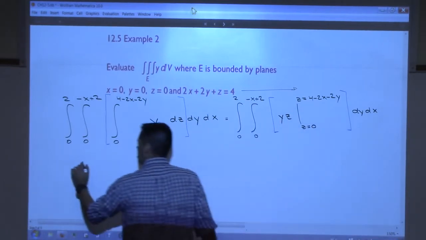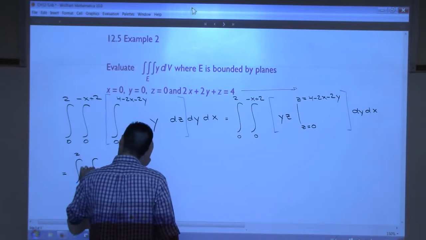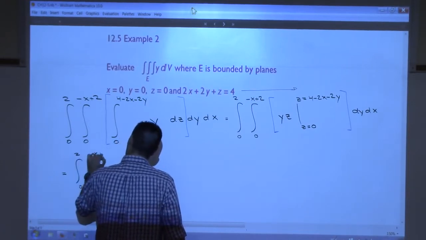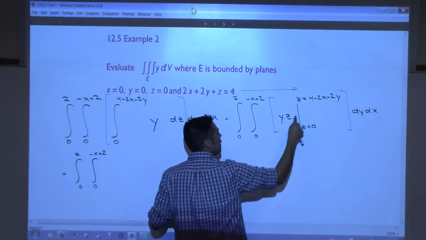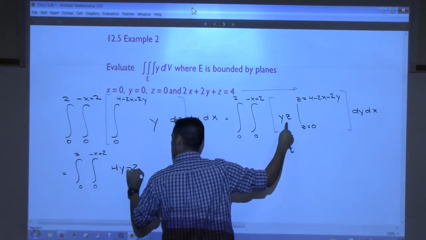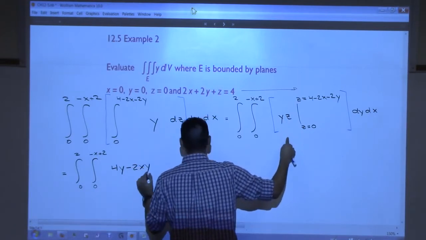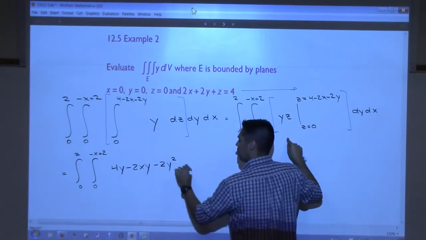So we will have equals the integral from 0 to 2, the integral from 0 to negative x plus 2, and then what happens if I replace z with that and distribute the y? What do I get? Over y is 2xy minus 2y squared. dy dx.